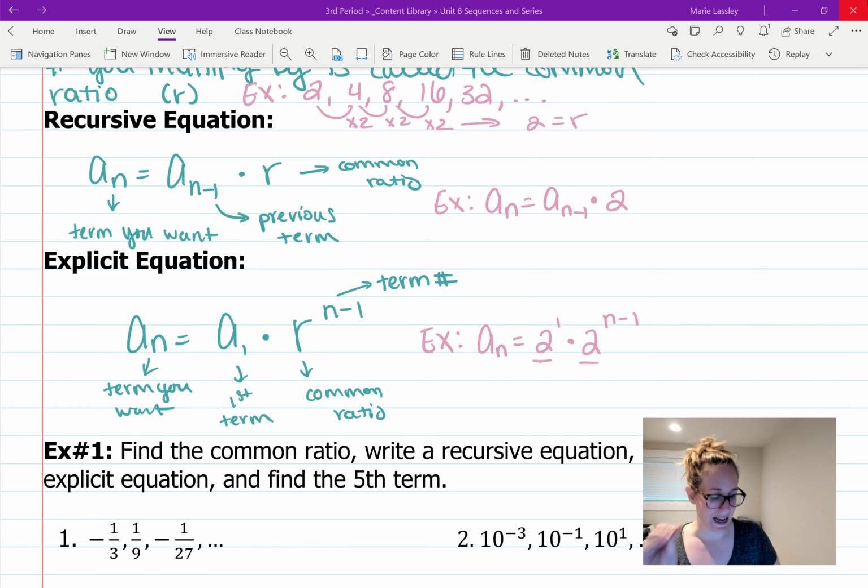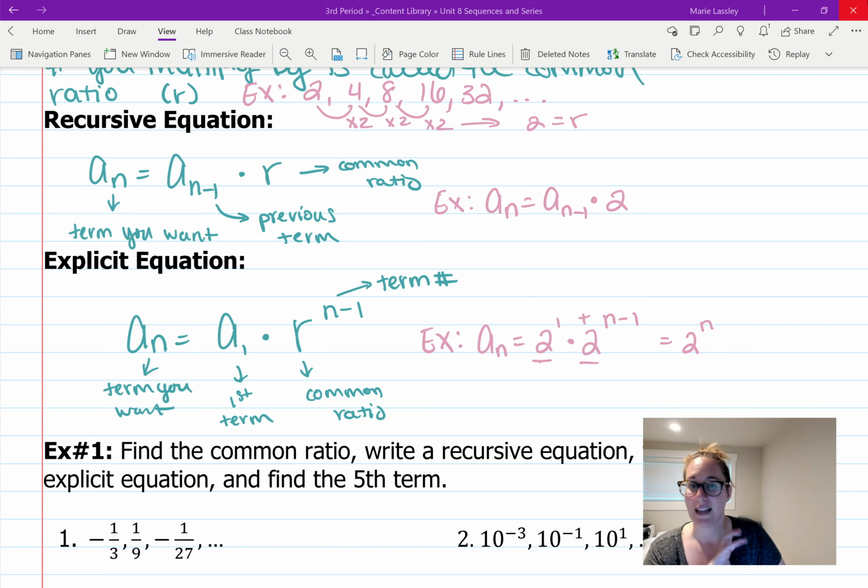So if you want to be a little bit extra fancy, you could simplify this specifically because they have the same base number. You would say that this is 2, and then you add your exponents, 1 plus n minus 1. So this actually becomes 2 to the power of n because 1 minus 1 is 0. So that is your explicit equation for this one.